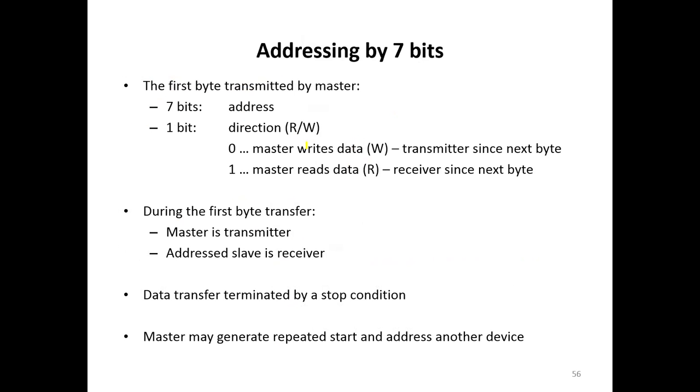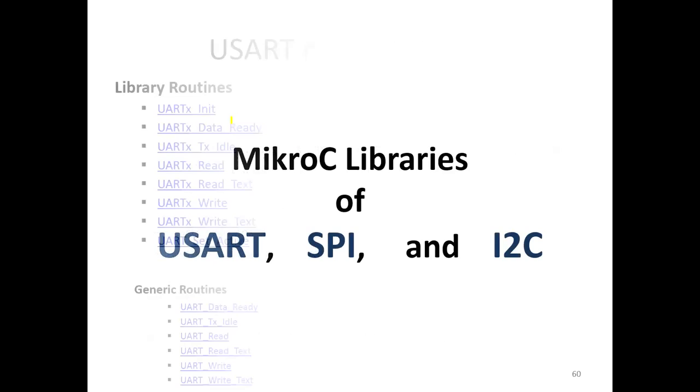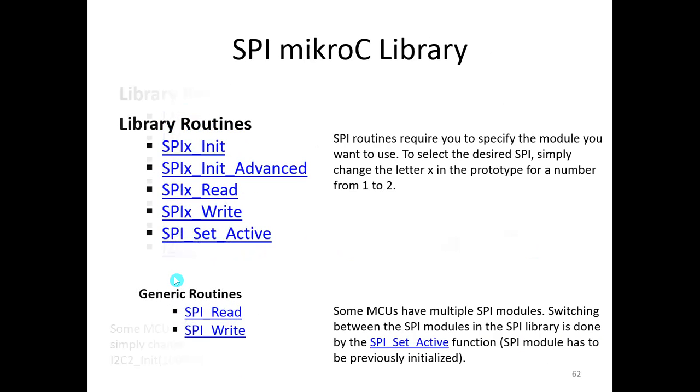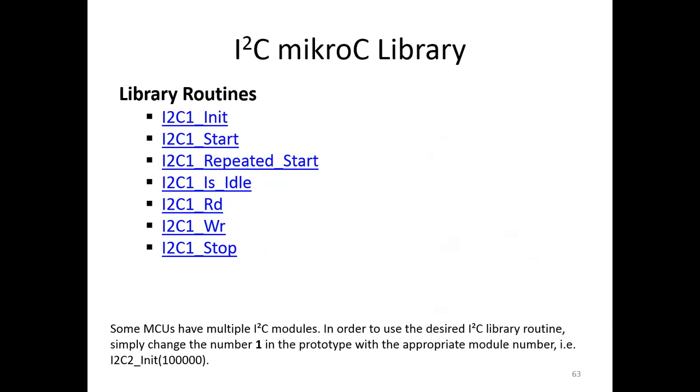So we have seen this: 7 bits for the address and 1 bit for the direction, and then we have the bits of the data. And here you have the libraries for I2C. We are done with this chapter. Any question?